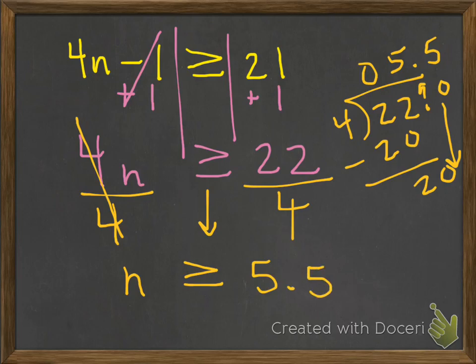Don't freak out if it's not a perfect whole number. That's okay. This just means n is more than, or at minimum, is 5.5. So that means it could be 5.6, 5.7, 1,000, whatever. Just any number that's greater than or equal to 5.5.